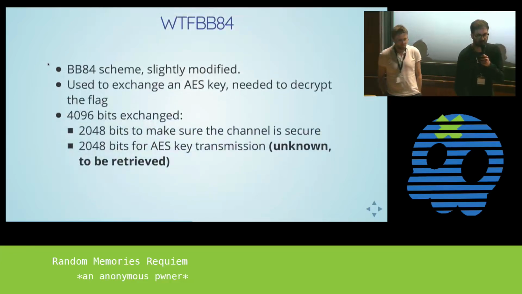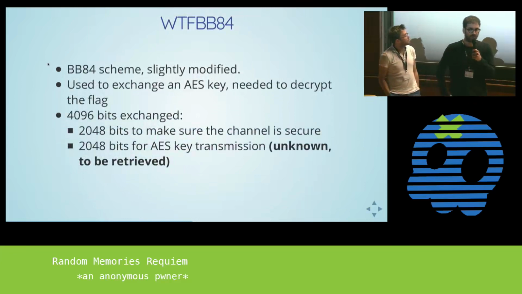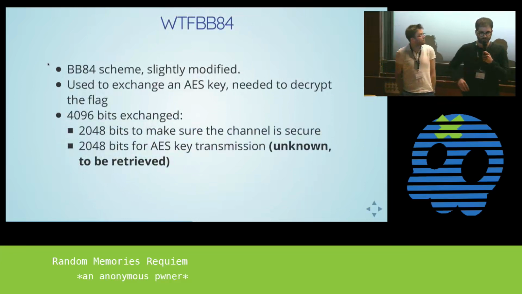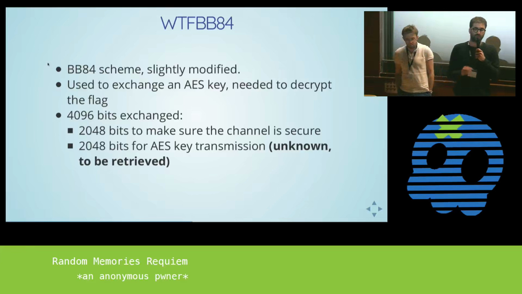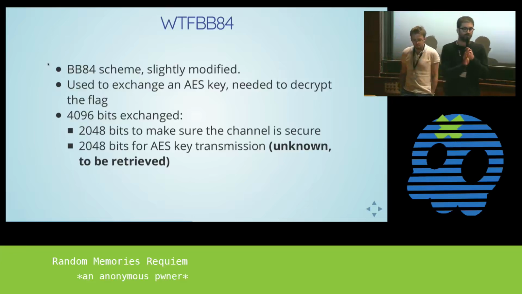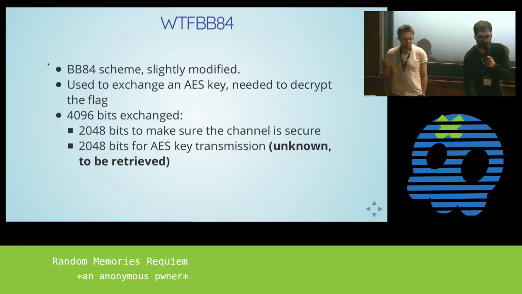So the challenge is actually the BB84 scheme, which was the first scheme designed for quantum key exchange, and it's used to exchange an AES key, which is needed to decrypt a file, which is a flag. So many bits are exchanged. The first ones are sent to make sure the channel between Alice and Bob is secure, and the other ones are the ones which contain the AES key transmission, and we don't have them. We have to guess them. So we'll see after how to do this.